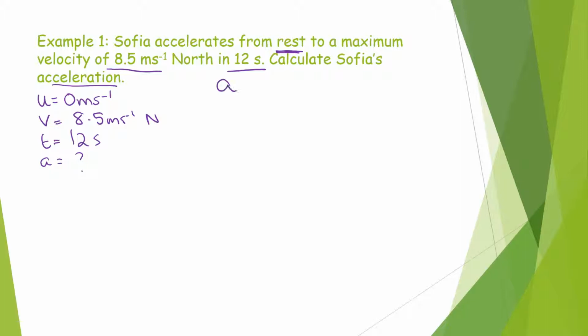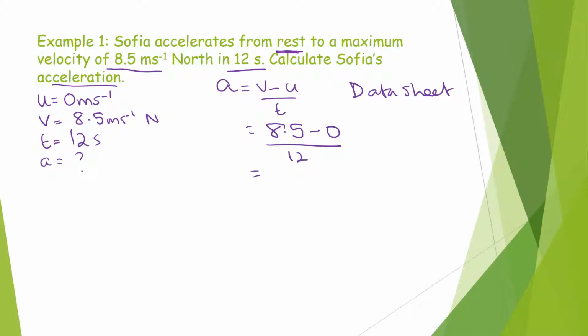Next thing, write the formula. Acceleration equals v take u over t. Remember, you can go and get this from the data sheet. Our final velocity is 8.5. Our initial was 0 divided by the time. Remember, when you're putting this in your calculator, you should bracket it, because otherwise it'll do the divide first. And it comes out to 0.71 meters per second. Now remember, this is a vector, so it requires a direction, which is north.